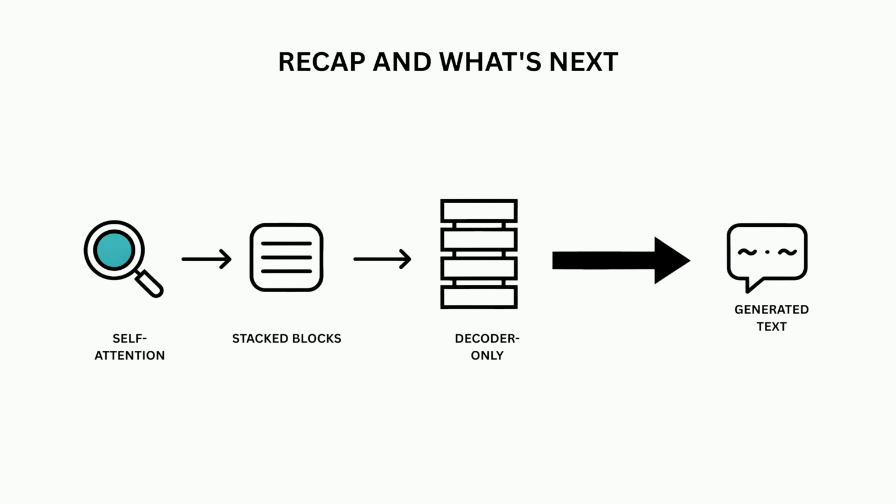We now know what the architecture looks like, but how does it actually turn that into the text you see when you chat with it?